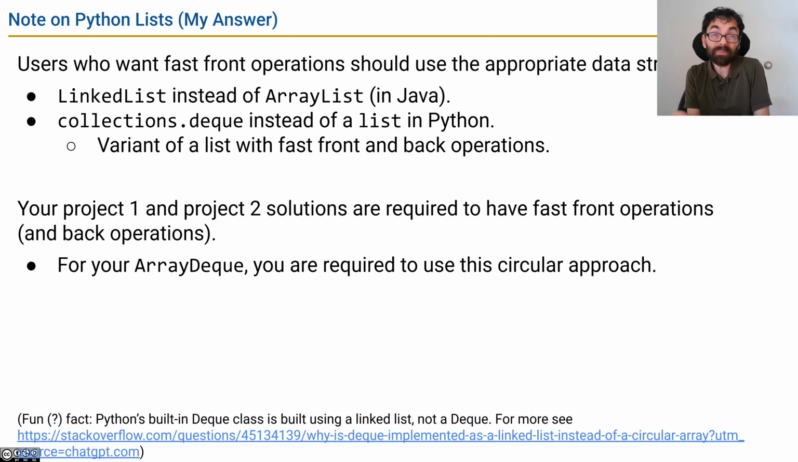More generally, if you want fast front operations as a programmer, you'll have to make sure to use the appropriate data structure. So if you're in Java, you should be using a linked list instead of an array list. Or if you're in Python, you should be using collections.deque instead of a list. And a deque is just a variant of a list with fast front and back operations. And of course, in our class, your project 1 and project 2 solutions, they're required to have fast front operations because it's supposed to be supporting a hypothetical user who wants deque-like behavior like they have in Python. And so for your array deque, that means you're required to use this circular approach.